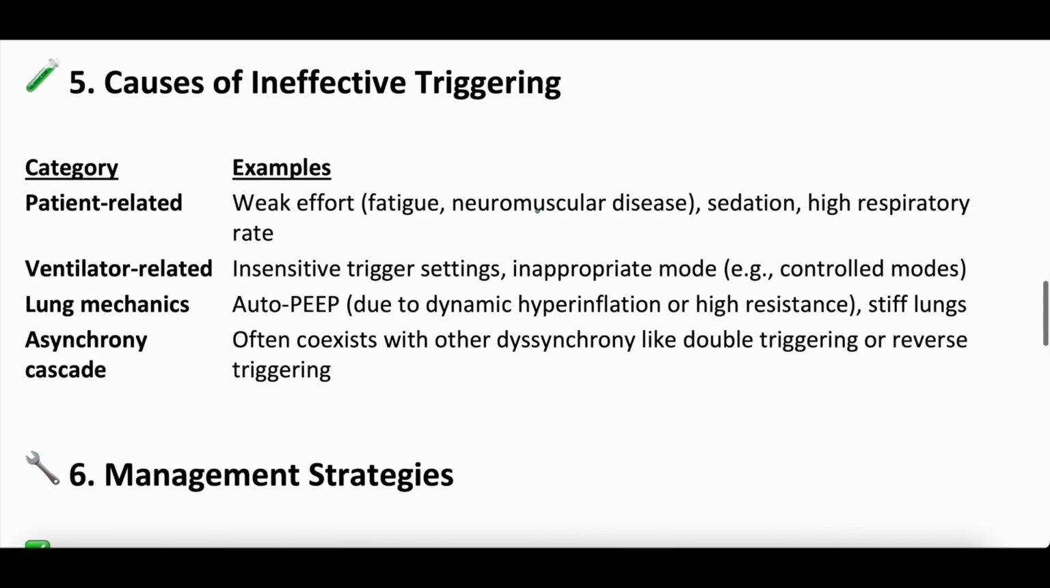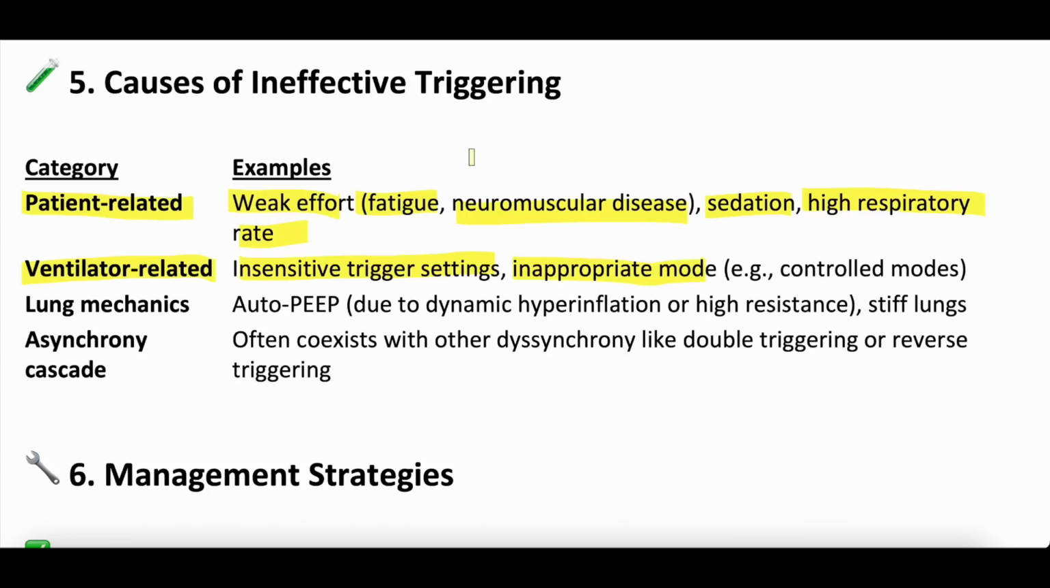Causes, if we dive more into it, as we mentioned, patient-related causes: weak effort from fatigue, neuromuscular disease, sedation, too high a respiratory rate, so they're tired, can all lead to ineffective triggering because they can't mobilize that flow or pressure to trigger the ventilator. Ventilator-related causes: insensitive trigger settings, so you need to make the pressure or flow trigger less stringent.